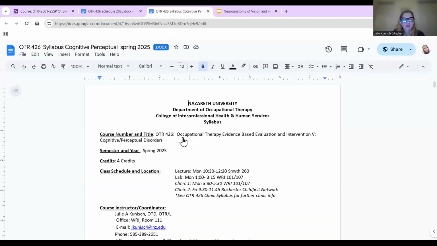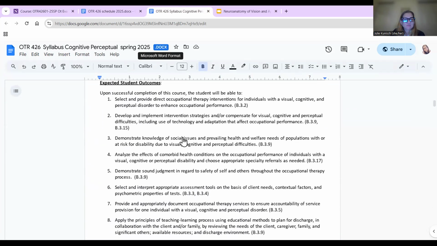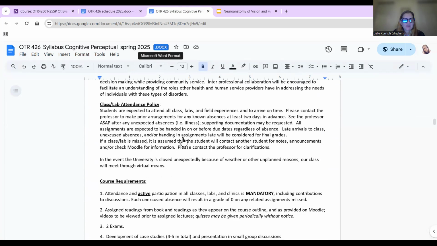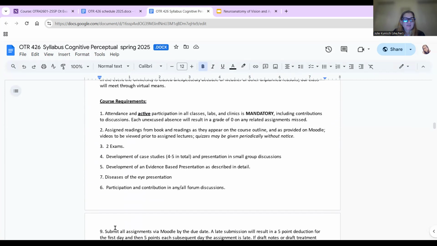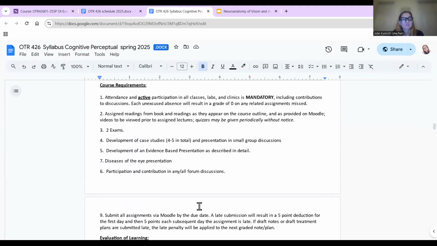Okay, so let's just take a quick look at the syllabus. All of the things are on here, everything that you're used to: your learning outcomes, the textbooks, all of these things. This is the list here of pretty much the things that I just talked about. There is also a participation grade for this course, just like there was for ortho last semester, because participation is crucial in class, in lab, and obviously in clinic for you to learn as much as you can and to get out of this course as much as you can.